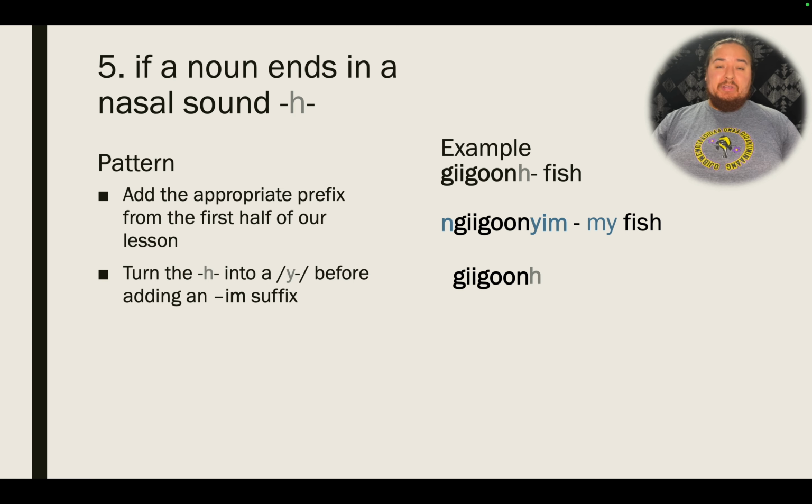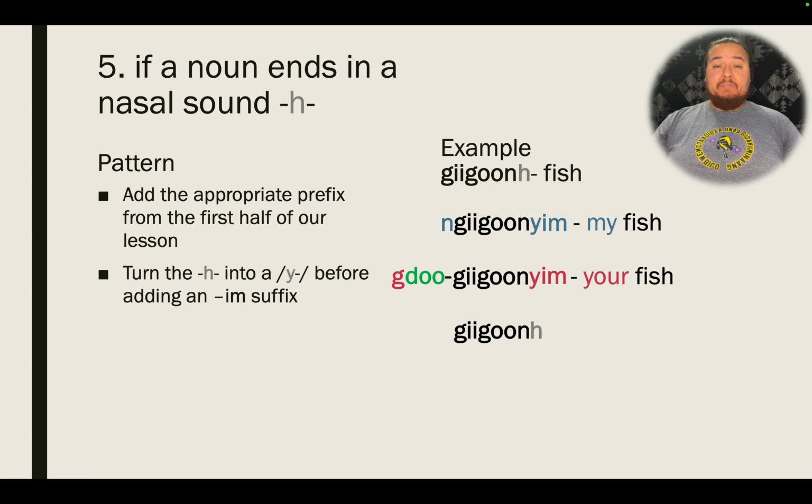For this next one, for second person, because our noun starts with a G sound and our personal pronoun prefix starts with a G, we're going to use the extended pronoun for this one just to provide some clarity. So put the do there and the G sound in front, because without it we'd have a double G, gigigo or kigigo. Next we're going to change the H to a Y and add I am. So gdogigoyim for your fish.